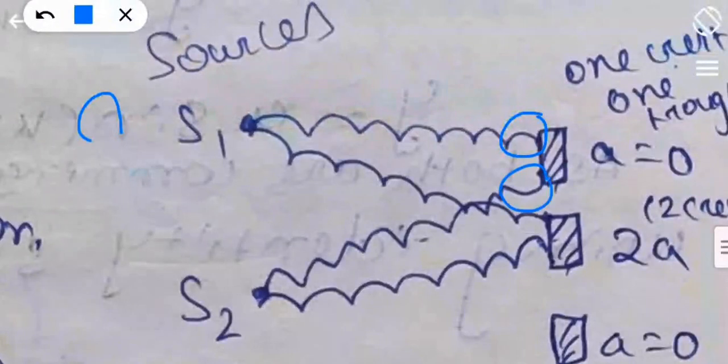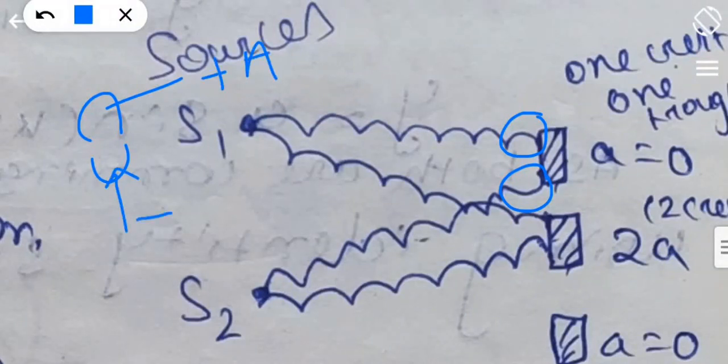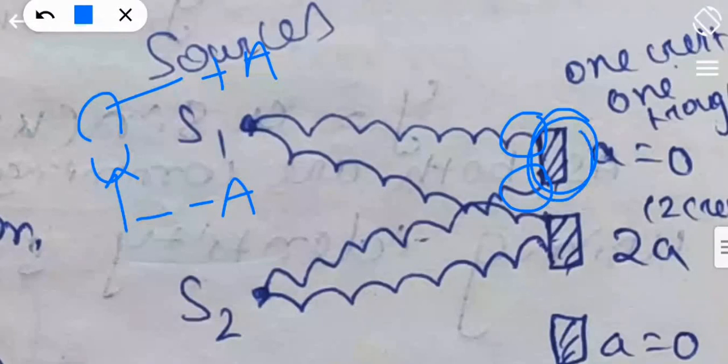Here one crest is present like this. Okay, here is one trough. So the crest has a value of how much? Plus a. And the trough has a value of how much? Minus a. So how much displacement will they make to this particle, or what effect will they create on this particle? This is plus a, minus a.